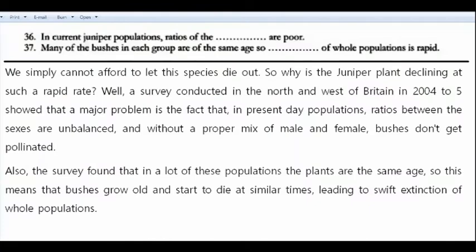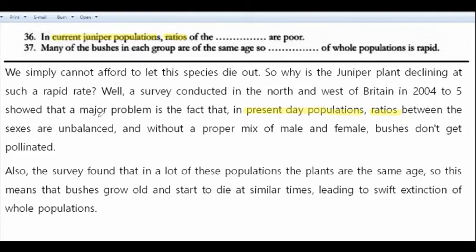Now let's look at numbers 36 and 37. We said current juniper populations and ratios. So number 36, let's look for that. In present day populations, okay, similar to current juniper populations, and we have exactly the word ratios. They made it a little bit easy for us.